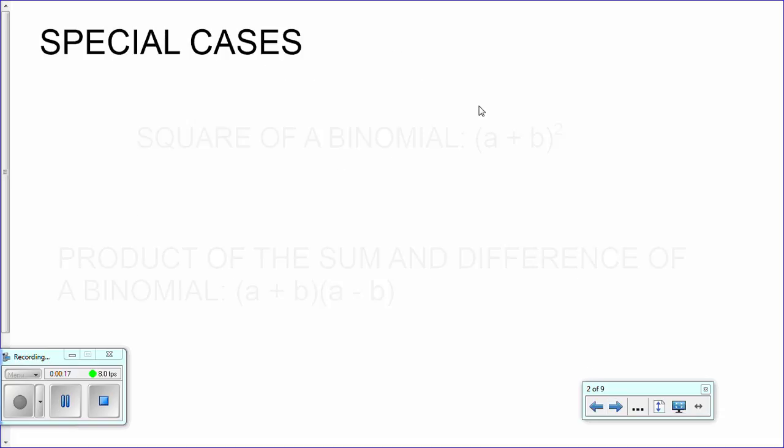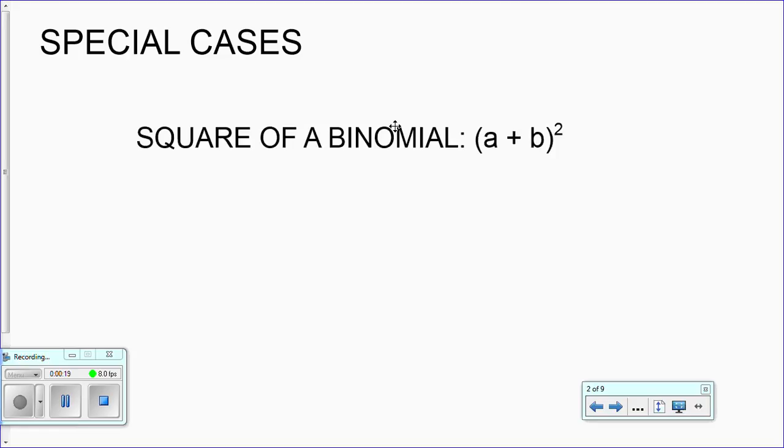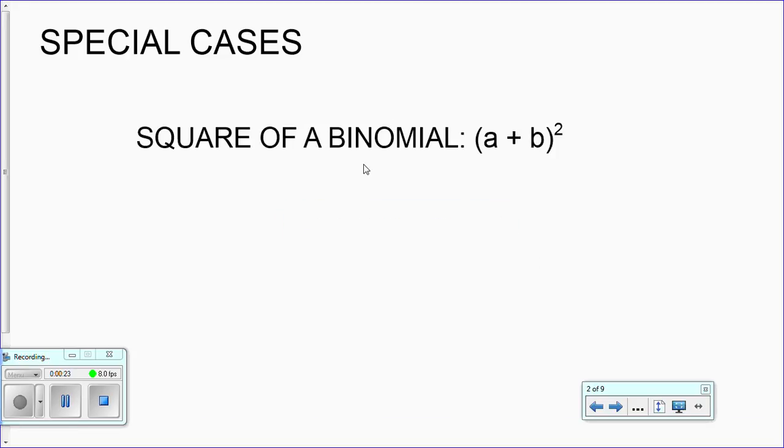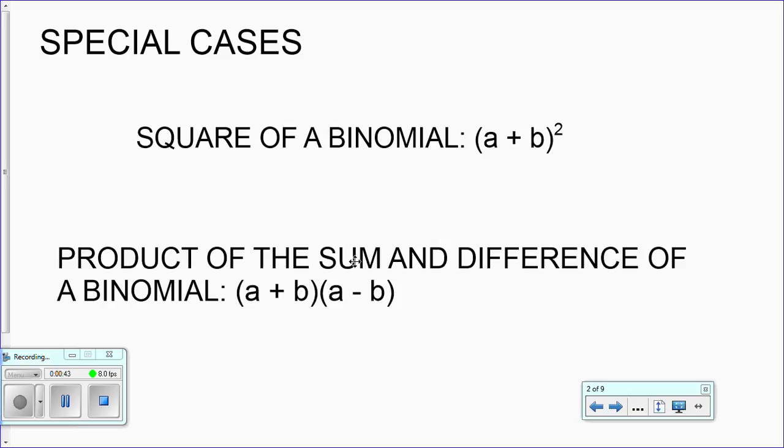So special cases, we have the square of a binomial. Things are popping up left and right. Square of a binomial, which is (a + b) squared, so some number plus some number, squared. When it's the square of a sum, like when it's addition, that will give us a certain kind of answer, and it'll always look very similar to each other other than the actual numbers.